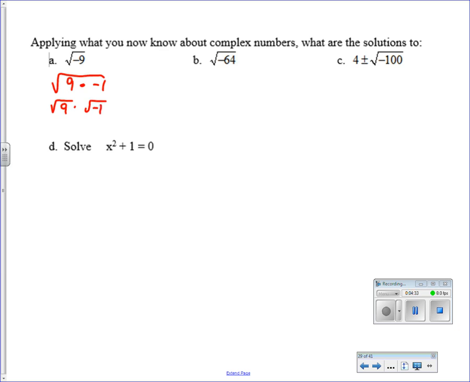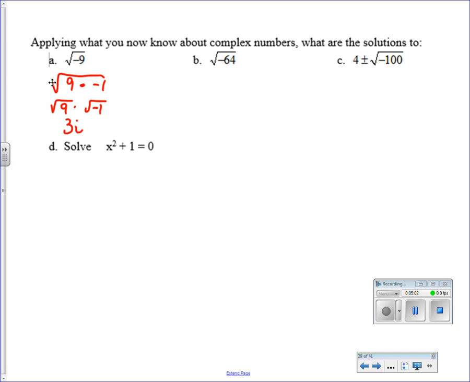Okay, and so we know from this, the square root of 9 is 3, and so this is going to be 3i. And that's it, we just write 3i, because we know that i is the same as the square root of -1. And so that's what we're dealing with there. Then we get to the next piece.